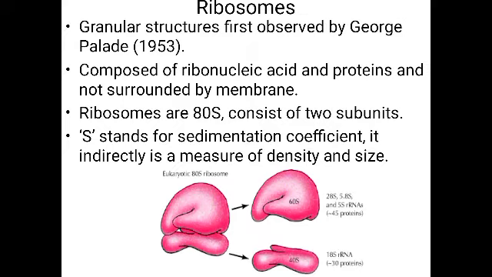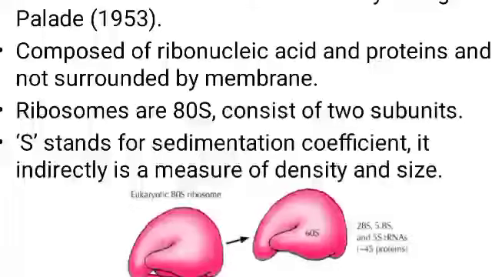And what are these ribosomes formed of? They are formed of ribonucleic acid, that is RNA, and proteins. Several proteins join together to form the ribosome along with the RNA.